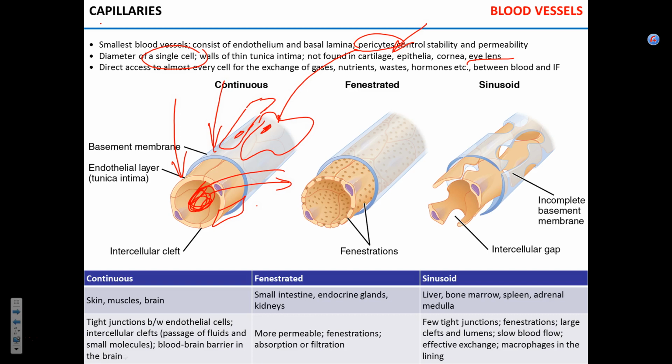There are three types of capillaries that you must know. One is continuous. That's the least permeable.